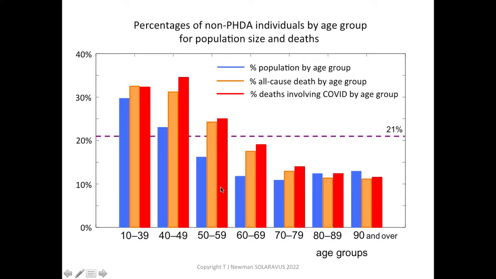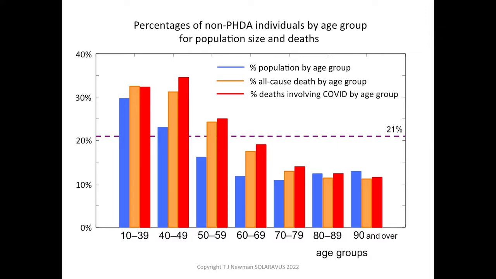But what I want you to see from this figure is something much more important, which is that as we go from the younger to the older age groups, a gap appears, and this is crucial, between the population and the deaths. In every age group, the proportion of deaths is higher than the population size would indicate, until you get to the 80s and 90s. That gap is particularly large for people in their 40s and people in their 50s.